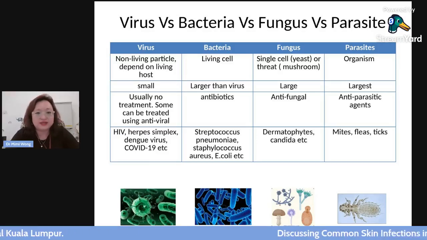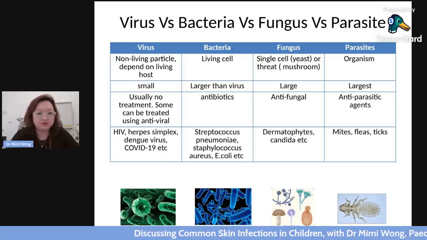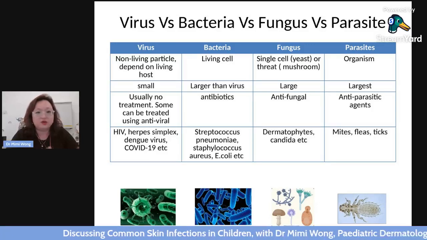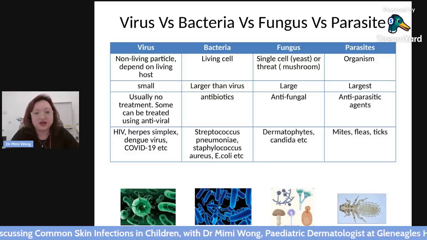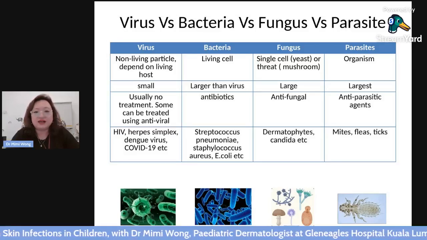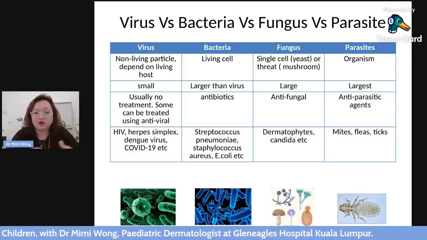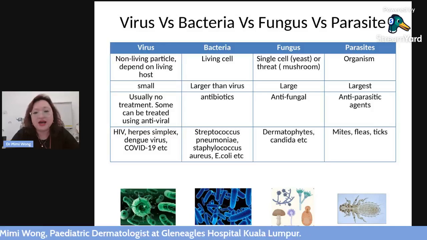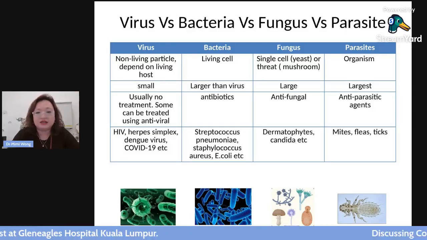And the treatment is actually antibiotics, right? We don't use antibiotics to treat viral infection, but we use them for bacterial infection. Examples of bacteria are Streptococcus pneumoniae, which is very common in children, causing pneumonia, Staphylococcus aureus causing skin infection, and E. coli causing diarrhea.